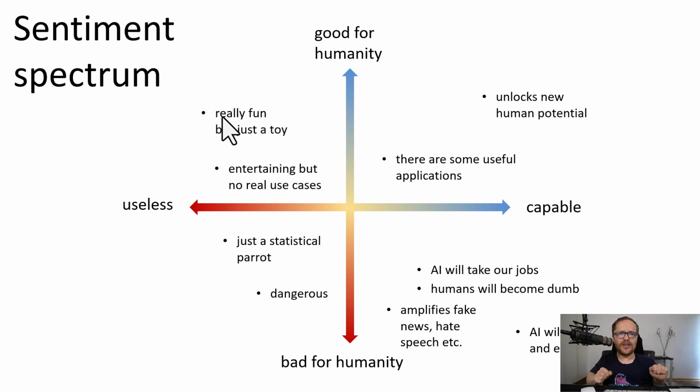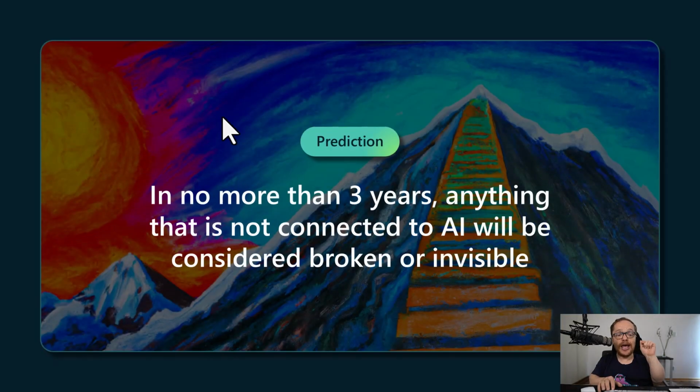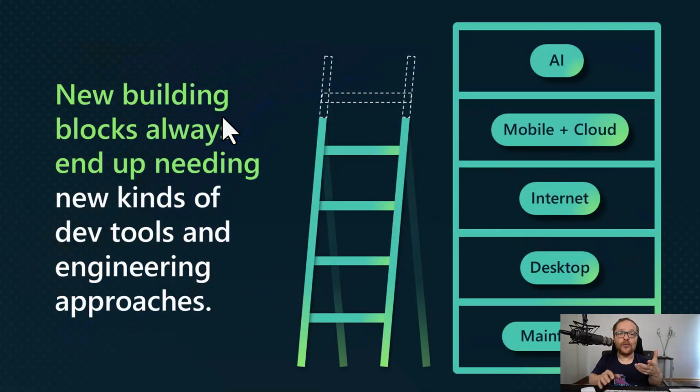AI will not take your jobs and will not enslave us because it unlocks new human potential, and there's some very useful applications. And we believe that in no more than 3 years' time, anything that is not connecting to AI will be considered broken and invisible. This is our prediction by one of our chief data scientists, Sam Schillace. We see this as the next evolution of building blocks for dev tools and engineering approaches. So in the beginning, there was mainframe, then you had desktop, internet, mobile, and cloud. The next evolution of that ladder is AI.